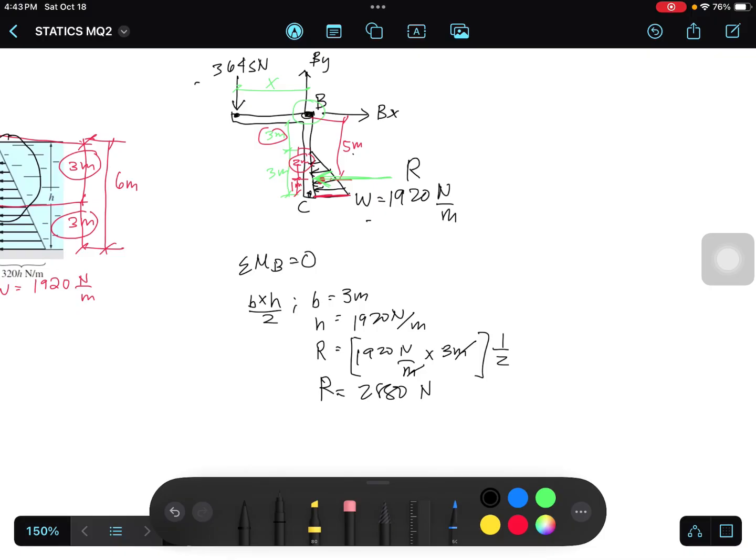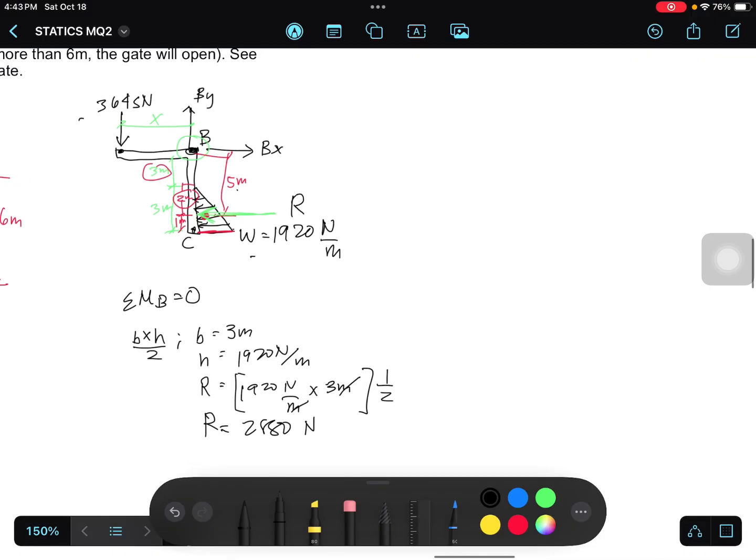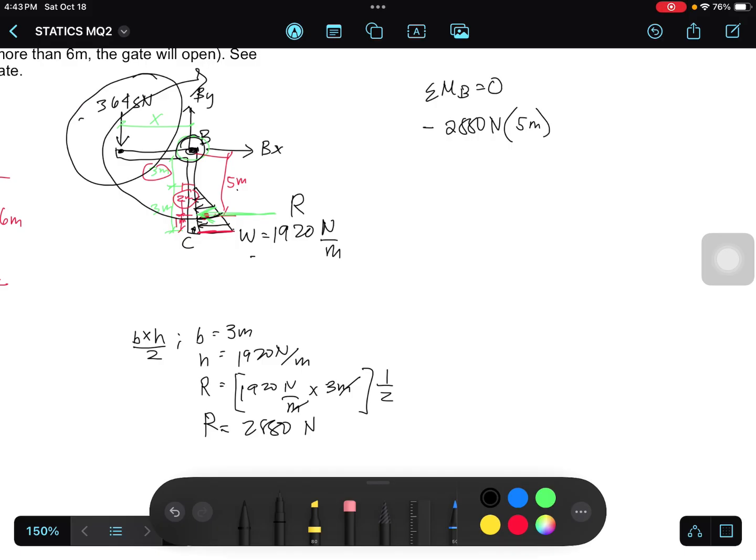So, okay na. Pwede tayo mag-summation ng moment. Ulitin natin. Summation tayo ng moment sa B. So, umpisahan na natin sa load ng water, which is R. So, R, about point B, clockwise siya. So, it's negative. Negative R is 2880 Newton times ano ang moment arm? It's 5 meters. Next, ano ang 3645? Pag iikot siya about B, it's counterclockwise. So, it's positive 3645. Ano ang moment arm niya? That is our missing X.